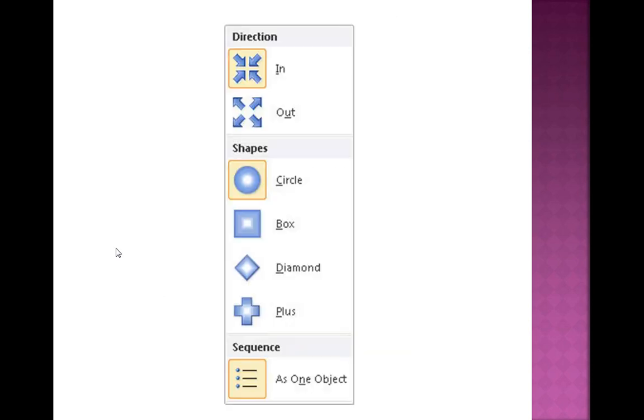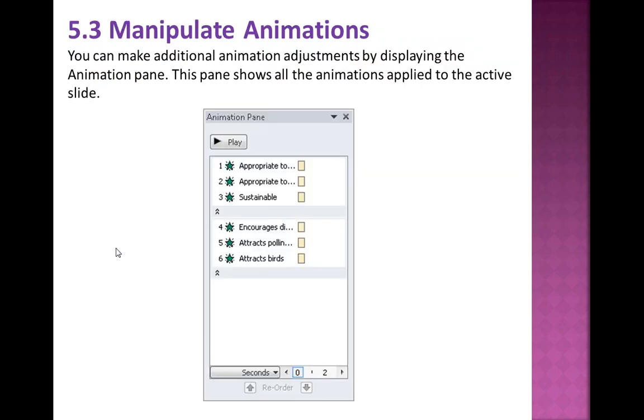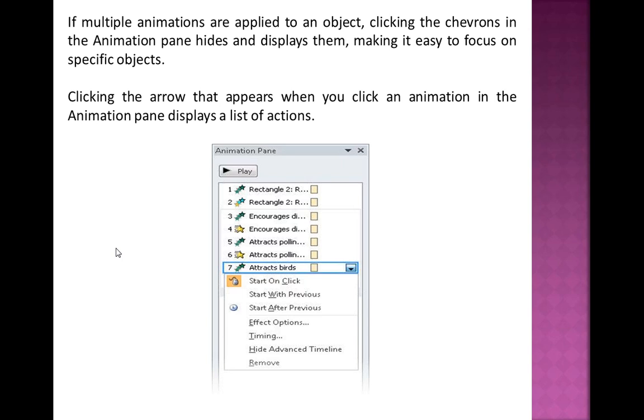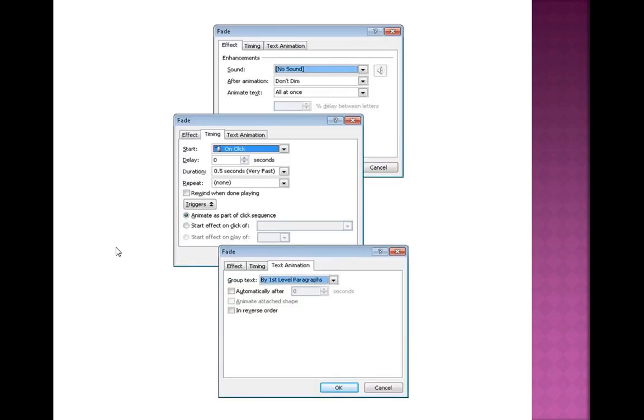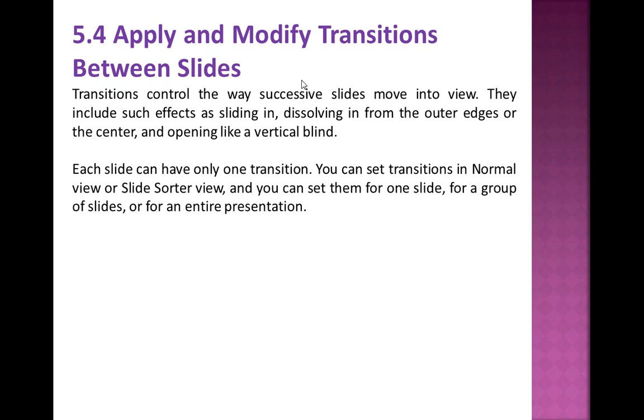Then 5.2 is how to apply the effects and path options. Then how to change a selected animation. Then how to change the duration, how to delay, how to change. Then how to manipulate the animation by clicking on the animation pane. These are the different effects. Either you can go to the effect, timing, or the text animation. How to add the sound, animate the words.